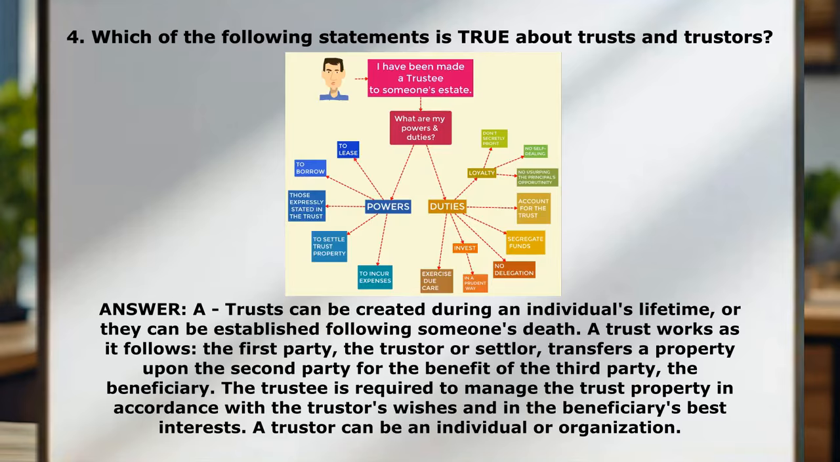A trust works as it follows. The first party, the trustor or settlor, transfers a property upon the second party for the benefit of the third party, the beneficiary. The trustee is required to manage the trust property in accordance with the trustor's wishes and in the beneficiary's best interest. A trustor can be an individual or organization. Question number 5, halfway mark.